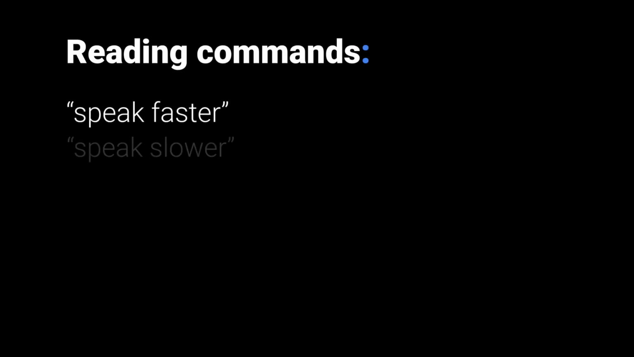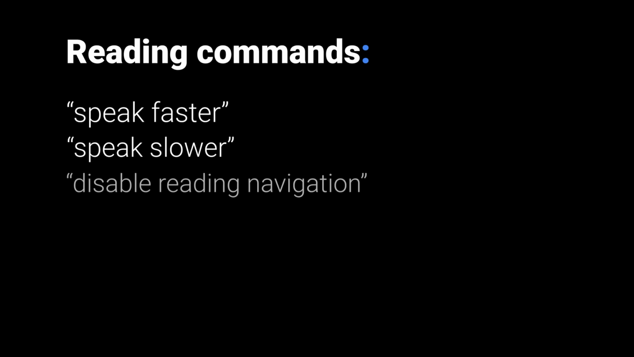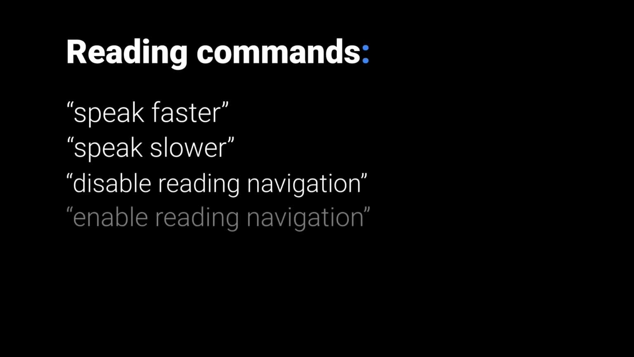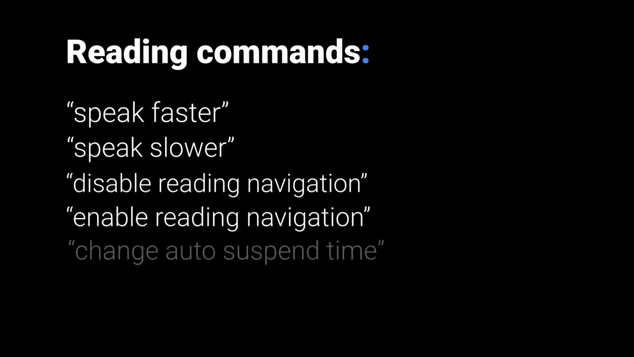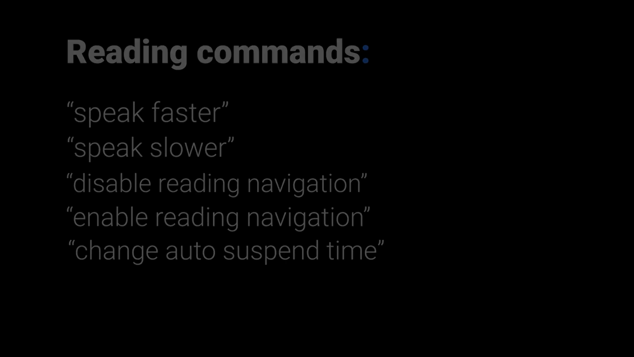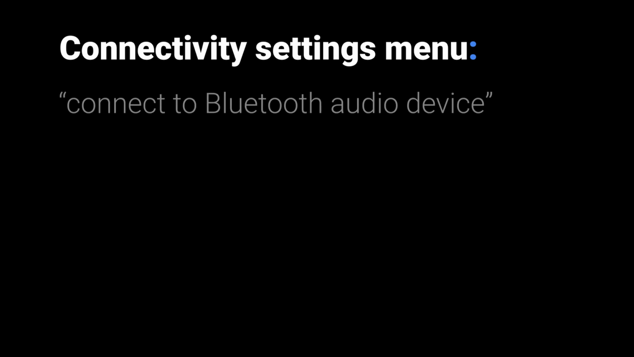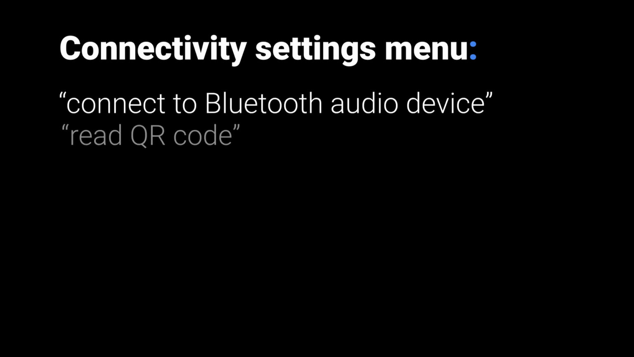The available commands are the following: reading commands, speak faster, speak slower, disable reading navigation, enable reading navigation, change auto-suspend time. Connectivity settings menu. Connect to Bluetooth audio device. Read QR code.